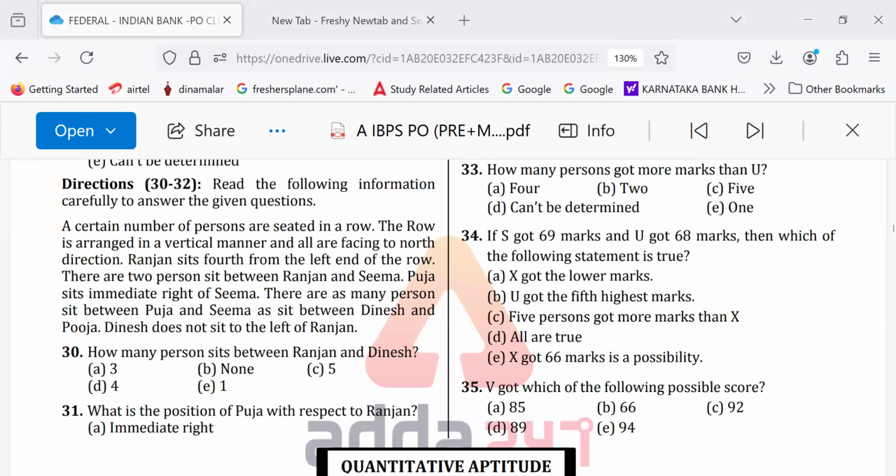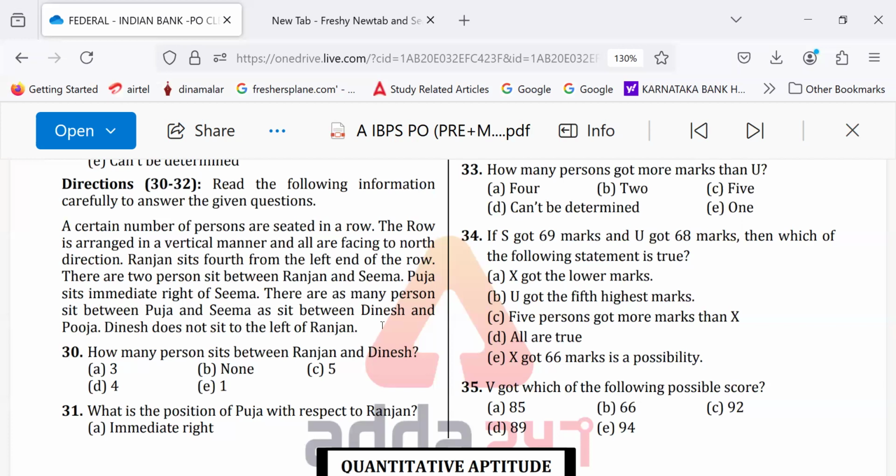My answer is no. Total number of people we have not decided. How many have they been given? A certain number of persons are seated in a row. The row is arranged in a vertical manner, all facing north. Ranjan sits fourth to the left end of the row. There are two persons between Ranjan and Seema. Pooja sits to the right of Seema. There are as many persons between Pooja and Seema as between Dinesh and Pooja. Dinesh does not sit to the left of Ranjan.